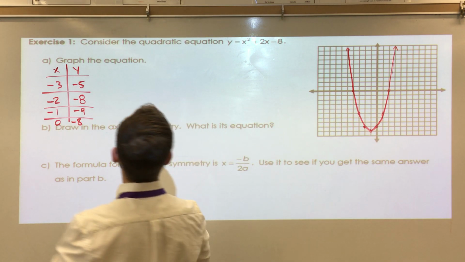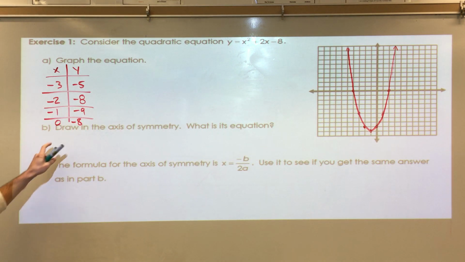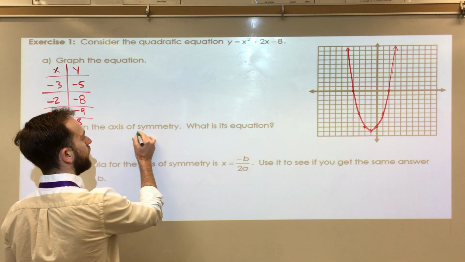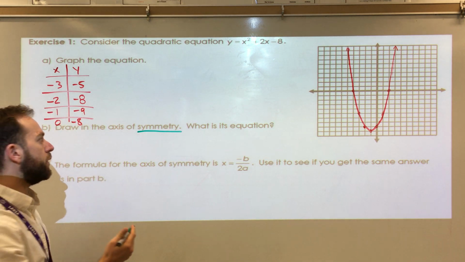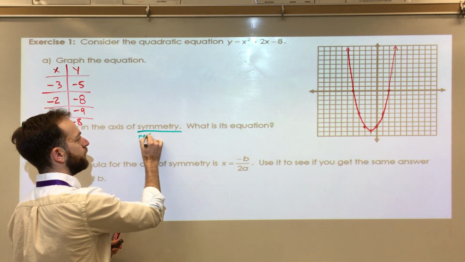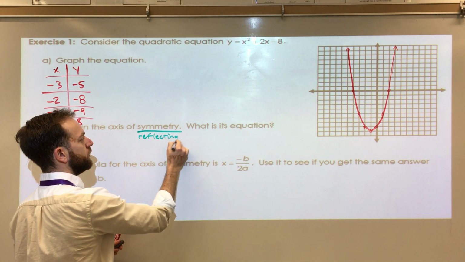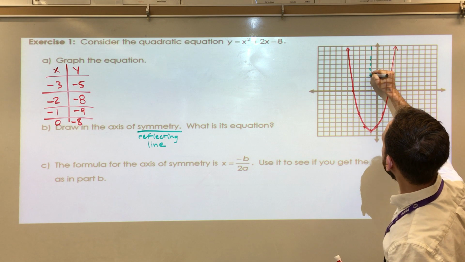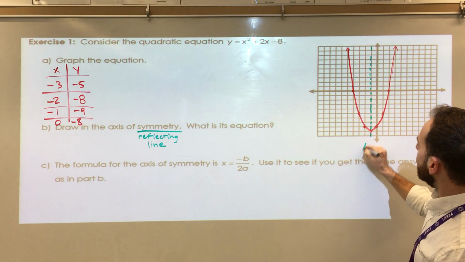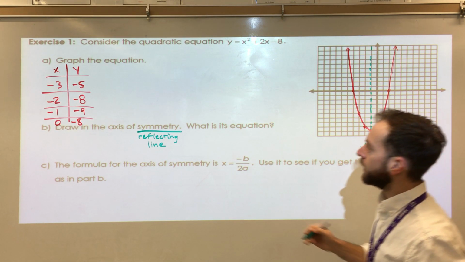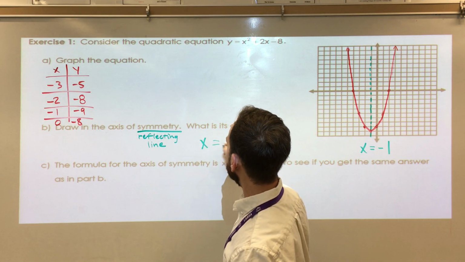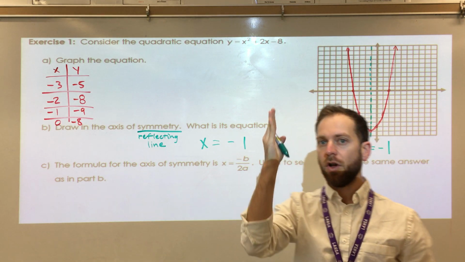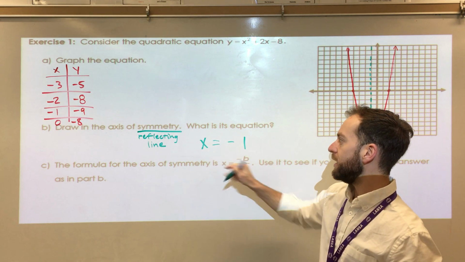And we can use the table to help us write it. Okay, so let's draw in the axis of symmetry and find its equation. Remember, symmetry means where it's reflecting over. So where's the line where it reflects? Well, that line is right here at x equals -1. So what is its equation? X equals -1. And this equation of the axis of symmetry, since it will always be vertical, is always going to be x equals something.